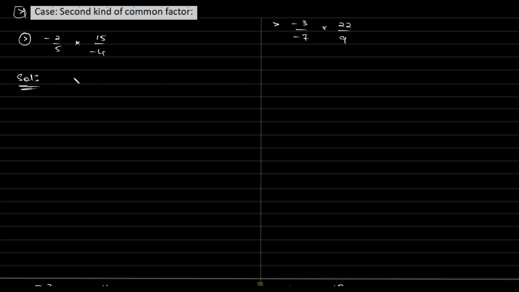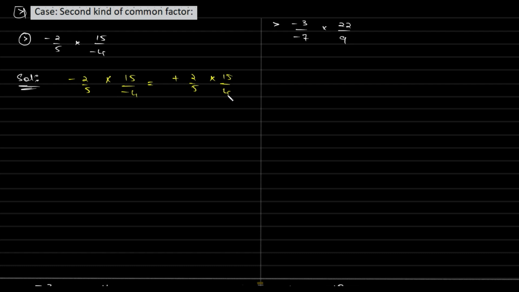So let's start off with the first one. Negative 2 by 5 into 15 by negative 4. Again, within fractions, if you have an even number of negatives, your final answer is positive. So positive 2 by 5 into 15 by 4 is your simplified form. Now look at whether it's in simplest form.